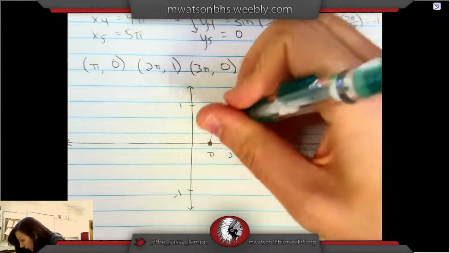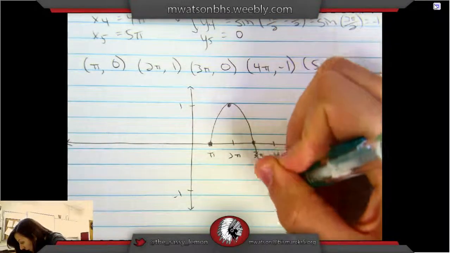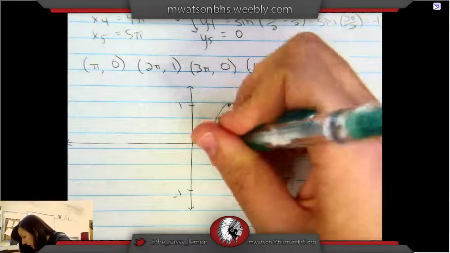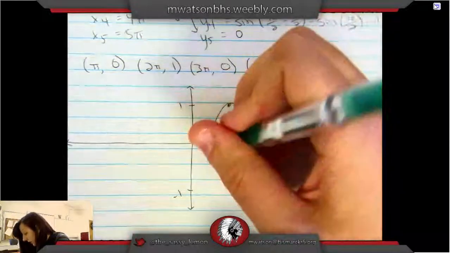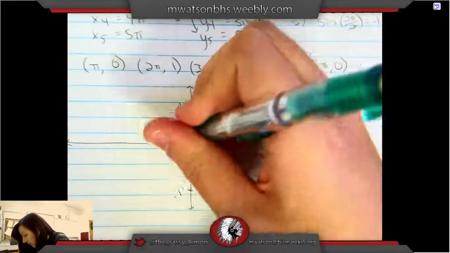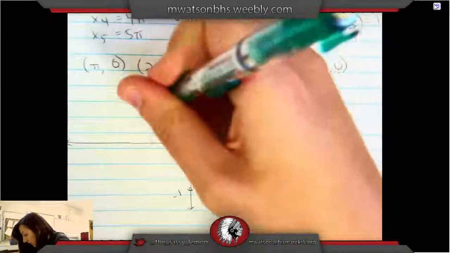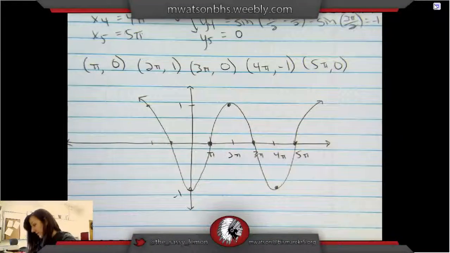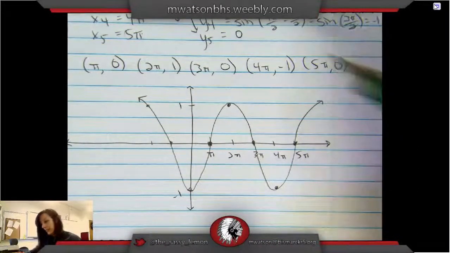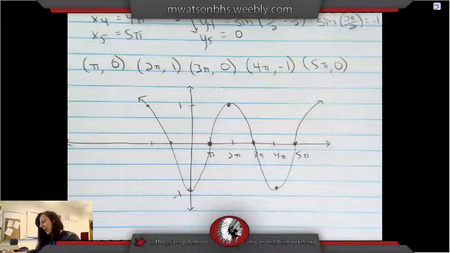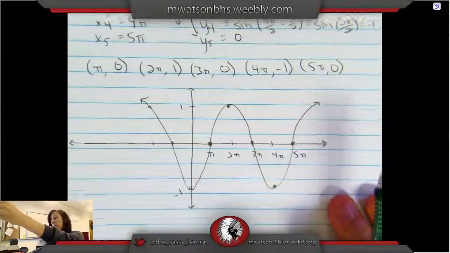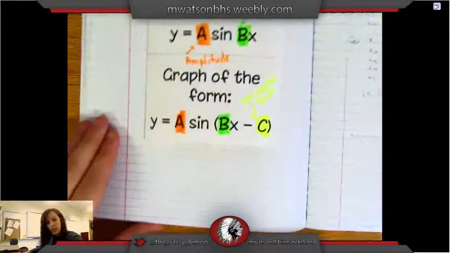Now I've plotted my points, I'm going to sketch my graph with a smooth curve, and then extend the graph. And this doesn't have to be perfect, you guys, but it should look like it's repeating. Okay, and there, I've extended my graph, and we do know it's going to keep oscillating forever and ever and ever. So that's it.